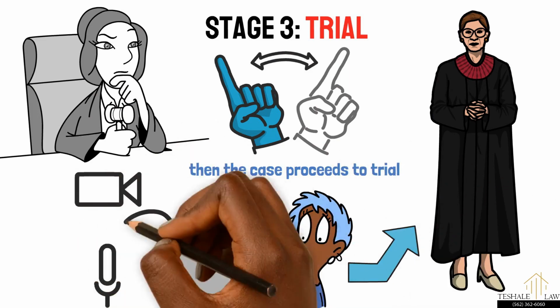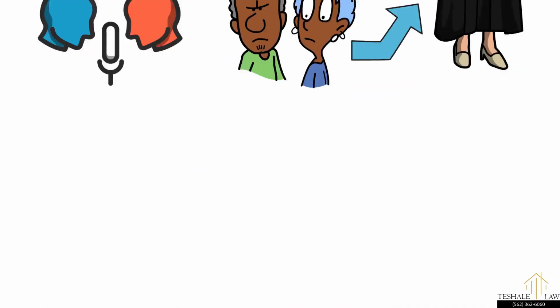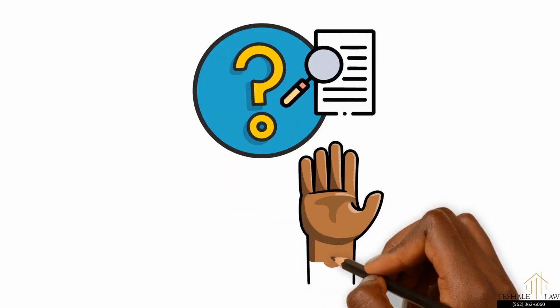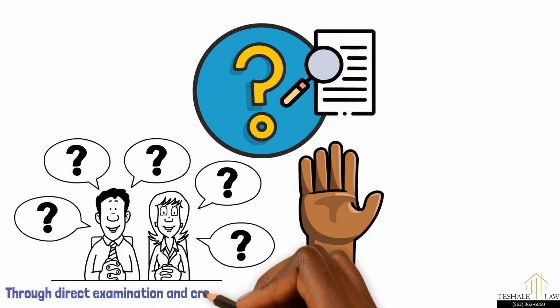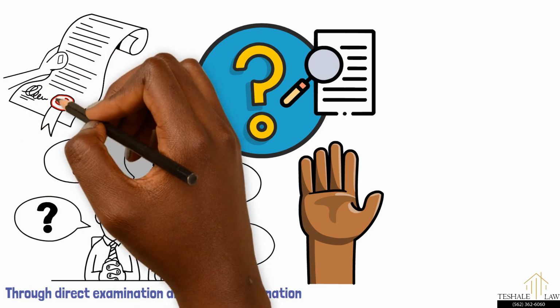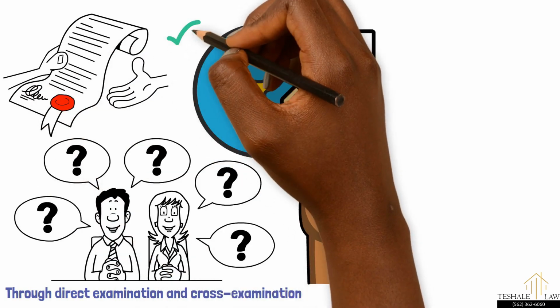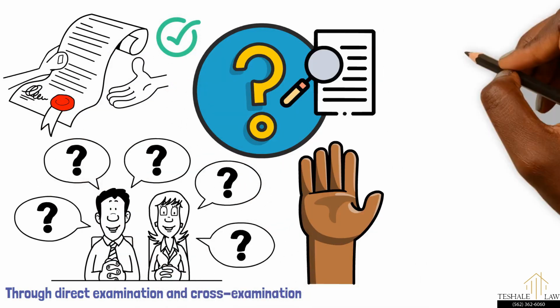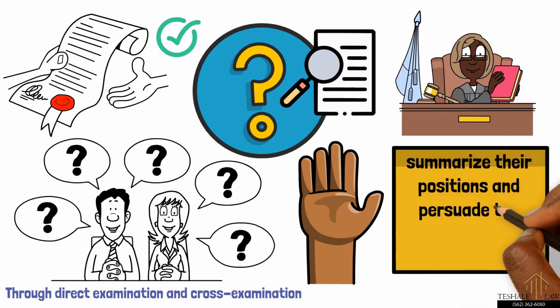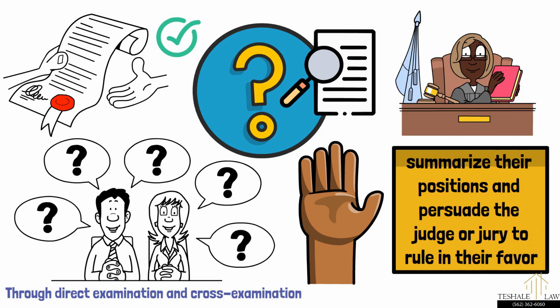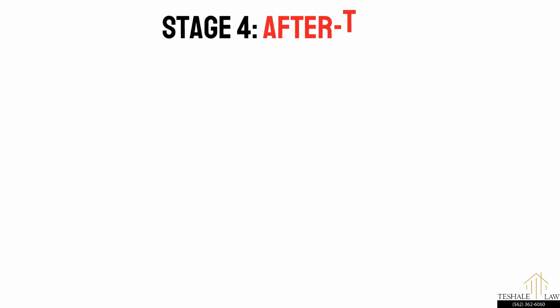The trial begins with opening statements from both parties, providing an overview of what each party claims the evidence will show. Witnesses are then called to testify, and they undergo questioning from both parties through direct examination and cross-examination. The presentation of evidence, including documents and exhibits, is crucial in establishing each party's case. Finally, closing arguments will allow parties to summarize their positions and persuade the judge or the jury to rule in their favor.